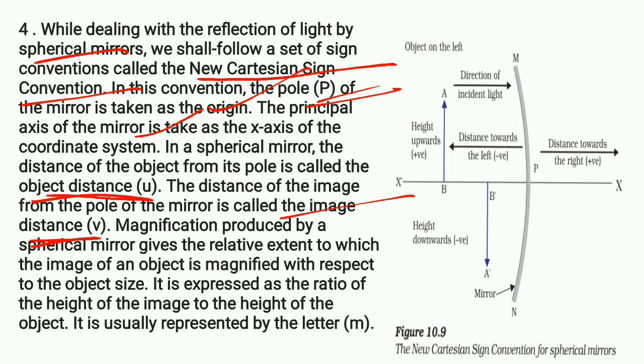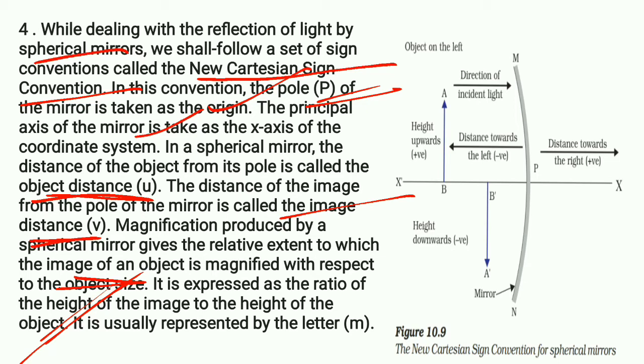Now the magnification produced by the spherical mirror gives the relative extent to which the image of the object is magnified with respect to the object. It is expressed as the ratio of the height of the image to the height of the object. So this is the definition they have mentioned for magnification, and it is usually represented by the small letter m.